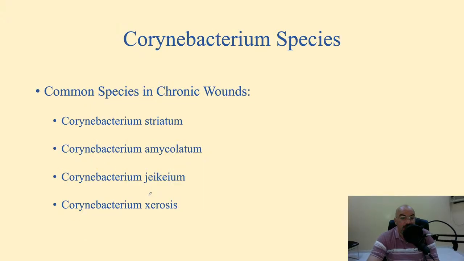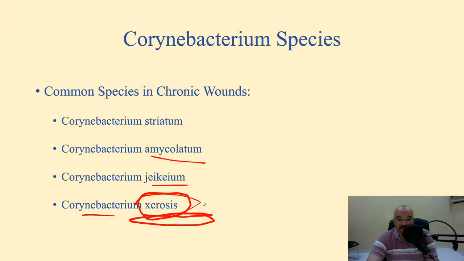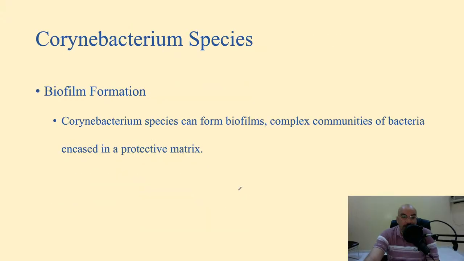There are 4 major types that can happen in chronic wounds. We have Corynebacterium striatum, Corynebacterium amycolatum, Corynebacterium jeikeium, and Corynebacterium xerosis. With psoriasis, when we have a hyperproduction of keratinocytes, the amount of bacteria in this case will be much more increased and lead to allergy for the patient. The Corynebacterium can also support production of the biofilm.